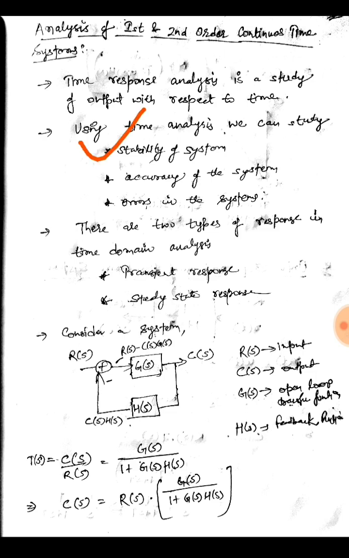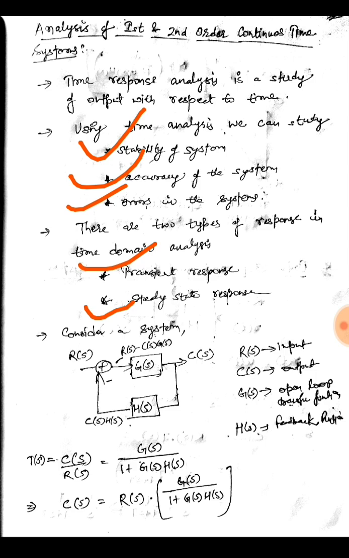It can be used to define the stability of a system, or the accuracy, how accurate our system is, and the errors in the systems, so that we can make our system efficient. If we know the errors in our systems, we can always rectify that error. There are two types of responses in time domain analysis, that is the transient response and the steady state response. So let's see what these responses are.